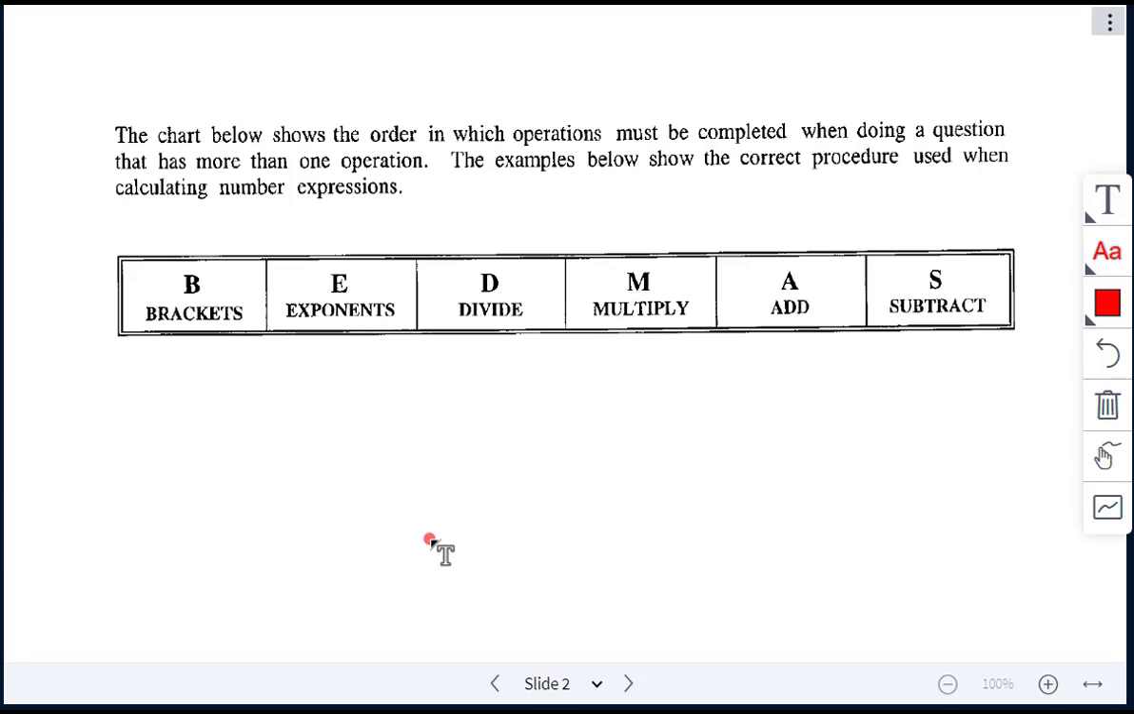Now keep in mind when doing these, and we'll see the examples, but when you get division and multiplication, you're going to do whatever comes first when you look at the question from left to right. So if multiplication comes first, then you would do multiplication first before division. So these two can be interchanged depending on how you see the question left to right. And same with addition and subtraction. If subtraction comes before the addition, then you would do subtraction first. And that'll make more sense as we do the examples.